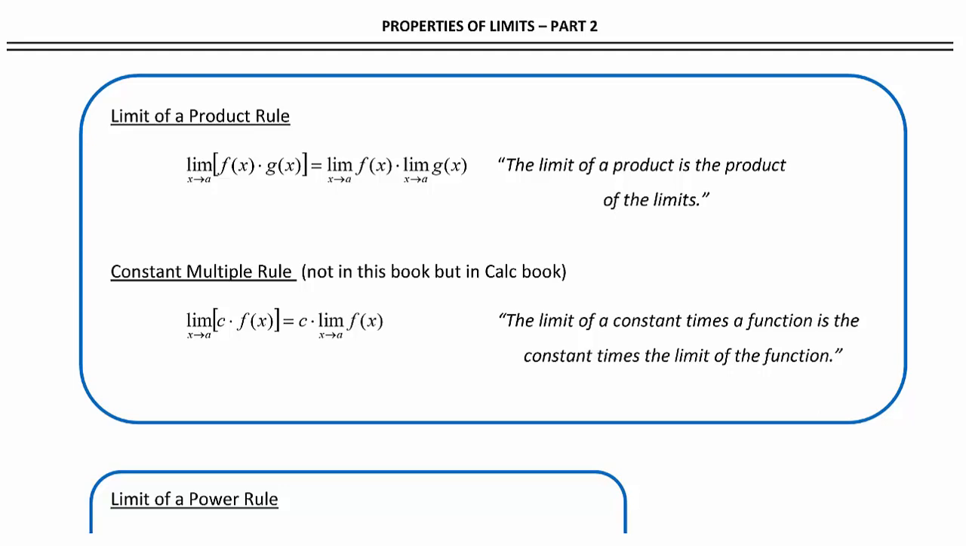This is the second part to our video set on properties of limits. The next one that we're going to discuss is the limit of a product rule. The limit as x approaches a of f of x times g of x is the limit as x approaches a of f of x times the limit as x approaches a of g of x. That is, the limit of a product is the product of the limits. But once again, just like our sum and difference rule, we're basically just applying that limit to each factor or function in the larger limit.